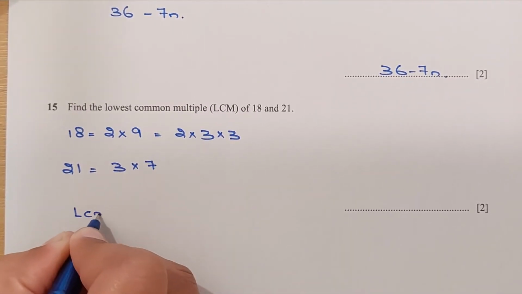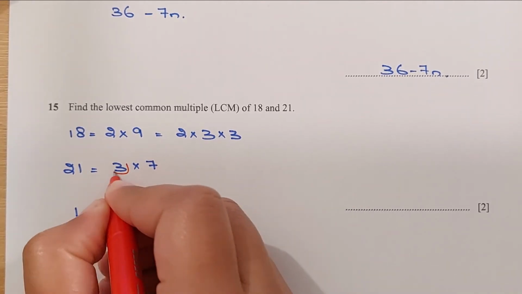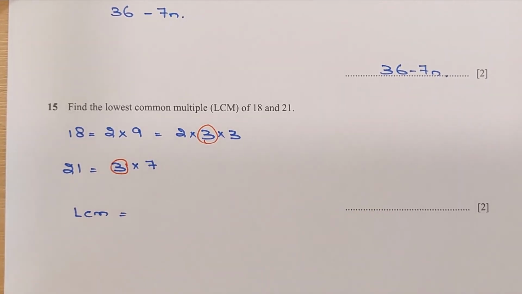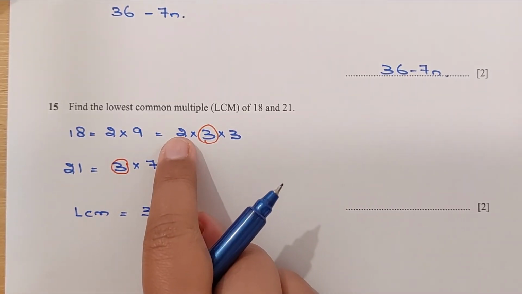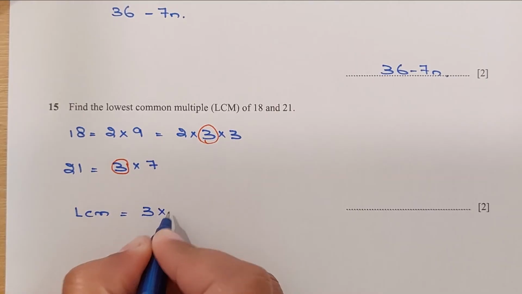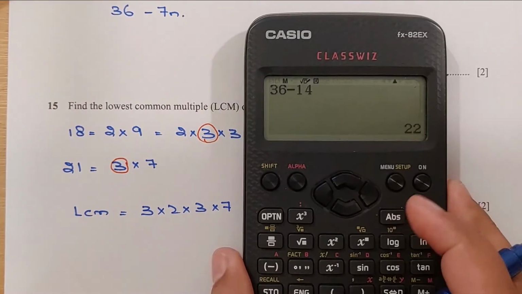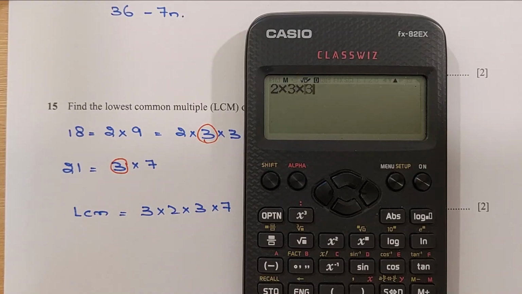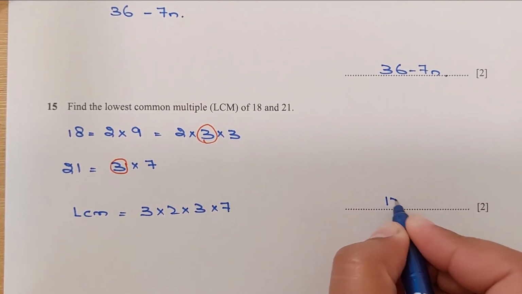Now for LCM, we have to pick the common factors, right? 3 is common in both. So we write down the common one, and the uncommon ones are 3, 2, and 7. So 2 times 3 times 3 times 7 is 126. That is the LCM of the two numbers.